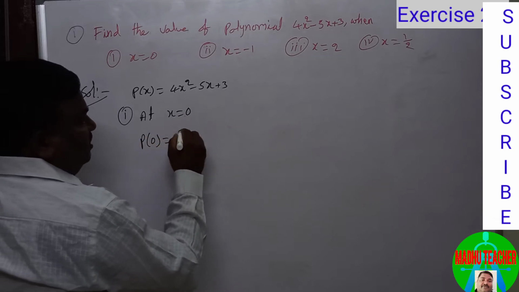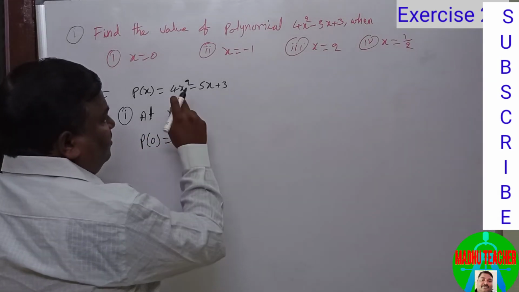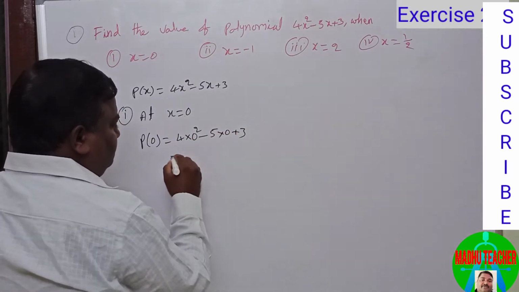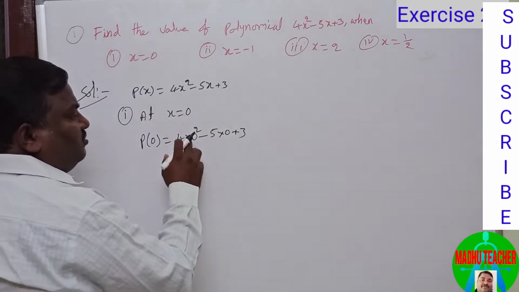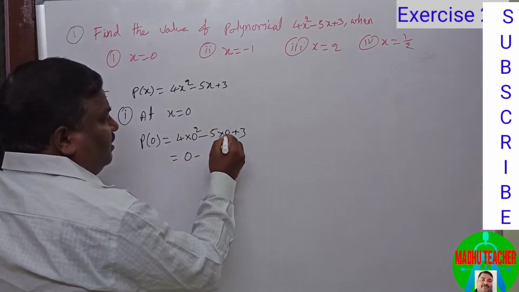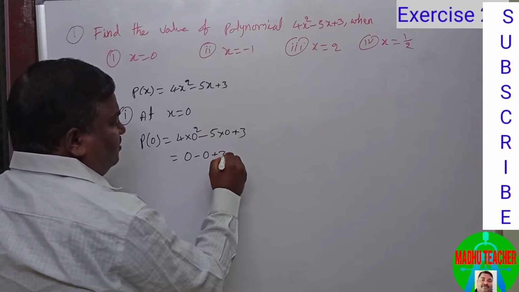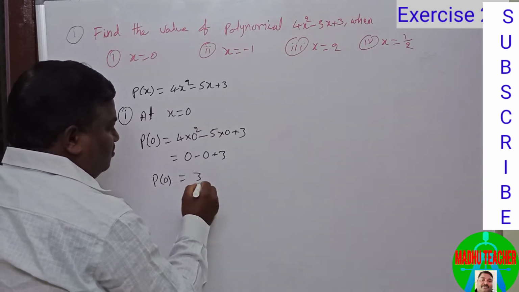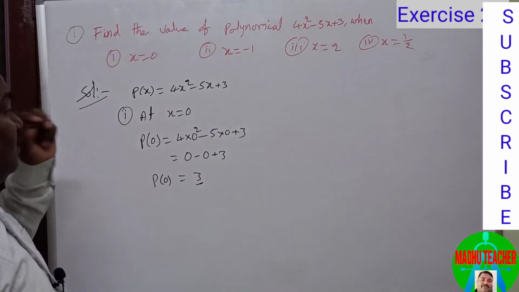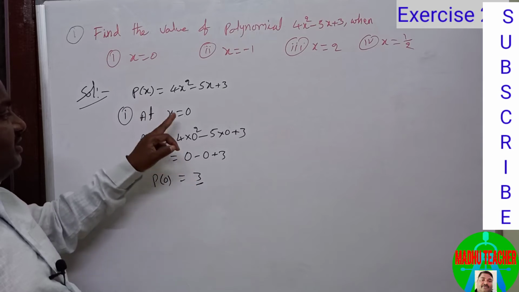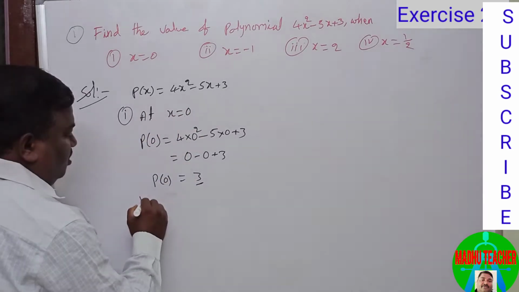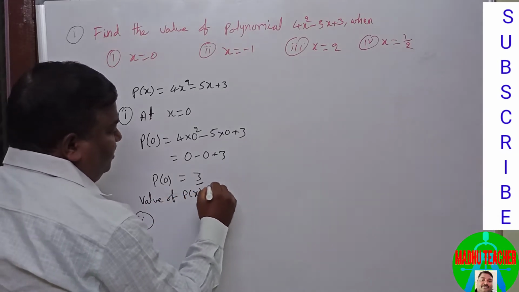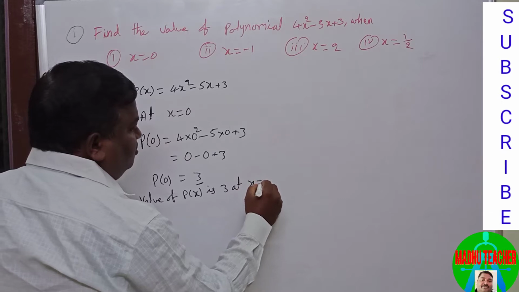Put 0 in place of x: 4 into 0 square minus 5 into 0 plus 3. 0 square, 0 into 0 is 0. 0 into 4 is 0. 5 into 0 is 0, plus 3. 0 minus 0 is 0. 0 plus 3 is 3. p of 0 equal to 3. The value of this polynomial is 3 at x equal to 0.